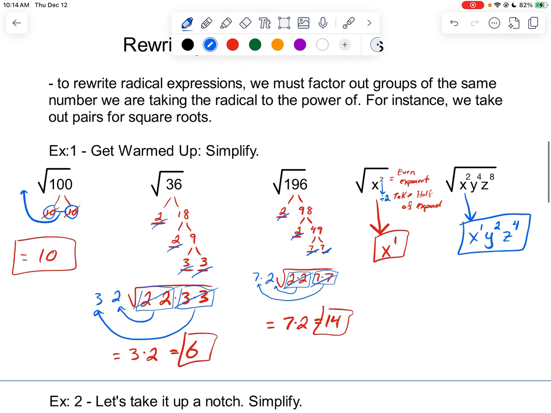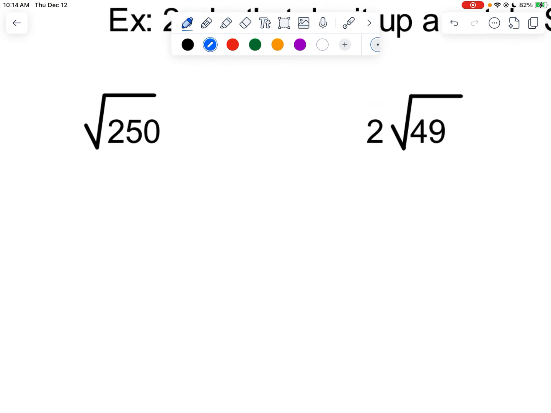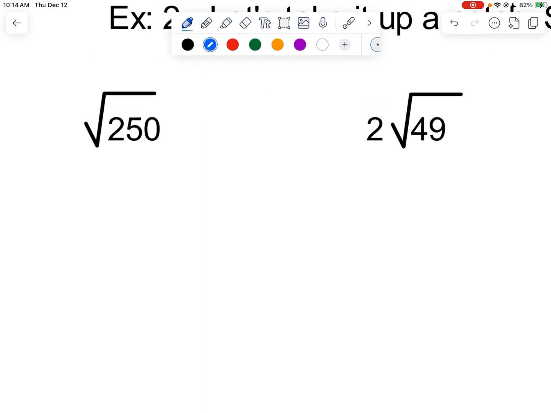Now, in these examples, they came out to where the radical symbol, the square root symbol, actually canceled all the way out. What if they don't? Like in these next cases here. These ones, they're going to have stuff that we don't have pairs of. Okay? So let's take a look at the square root of 250. If I go to break this one down, I could call this 2 and 125, in which case 2 is prime.